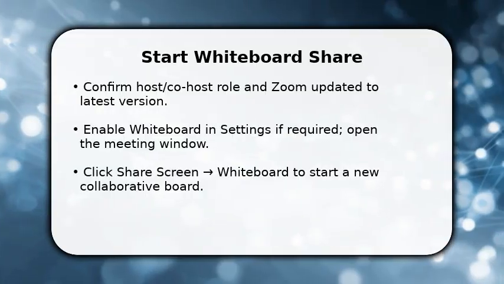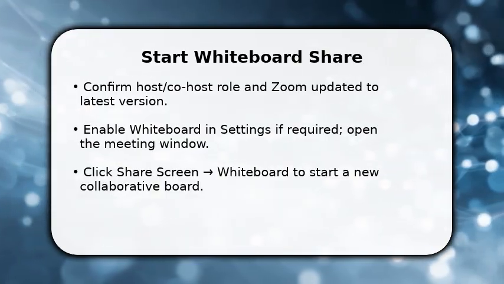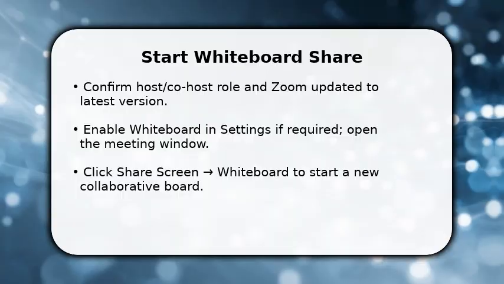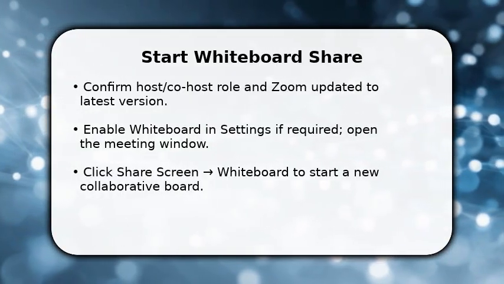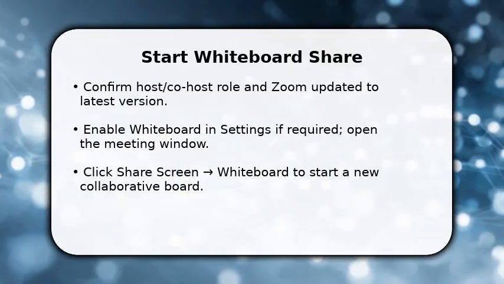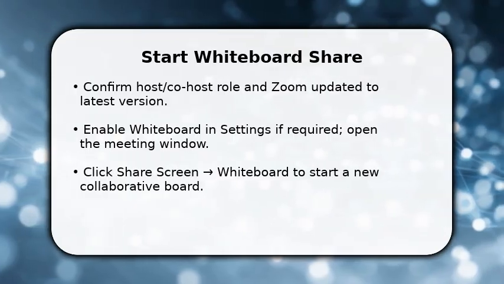You start by confirming you are host or have co-host rights. That gives you access instantly. Once done, make sure Zoom is updated and the whiteboard feature is enabled in account settings so tools appear. Now open your meeting and click Share Screen, then select Whiteboard. This creates a fresh canvas for everyone.